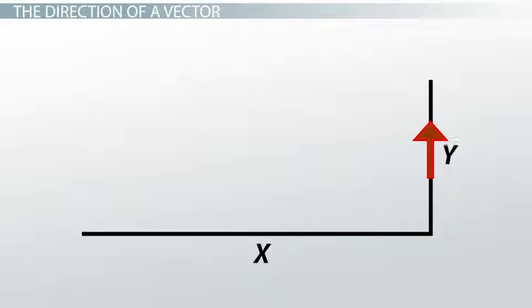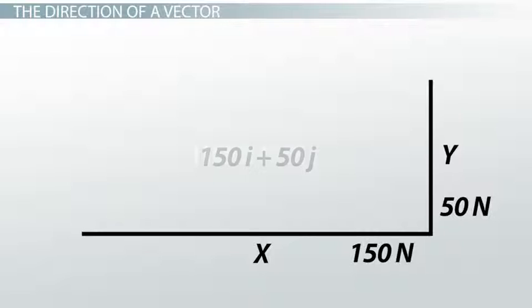Once in component form, you might be told that a diagonal force is equivalent to 150 newtons left and 50 newtons up, for example. You may also see this written with unit vectors in the form 150i plus 50j. But you could be asked to use those components to figure out the direction of a vector.